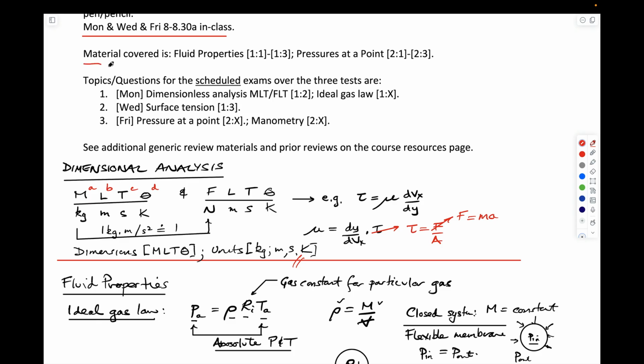The material that's covered is just from the first 2 weeks. The first two activities were fluid properties and pressures at a point. And indeed, the individual tests on the Monday include dimensional analysis and the ideal gas law. On Wednesday, interfacial tension, surface tension, and on Friday, pressure at a point and manometry. So we'll talk about those individual components here.